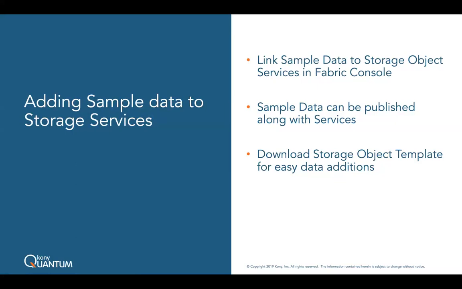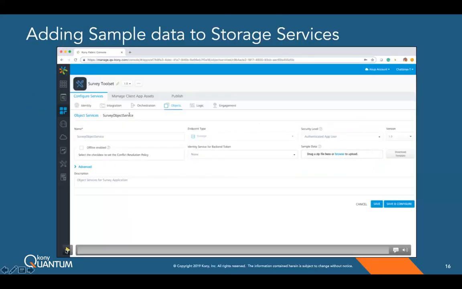So now what we have added is you can link the sample data to the storage object in the Fabric console itself. And when you are publishing the service as part of the reconfiguration, you can choose which sample data to be associated with it. And then you also have the ability to download the storage object template for easy additions later on. So let's look at a short video showing this specific functionality.